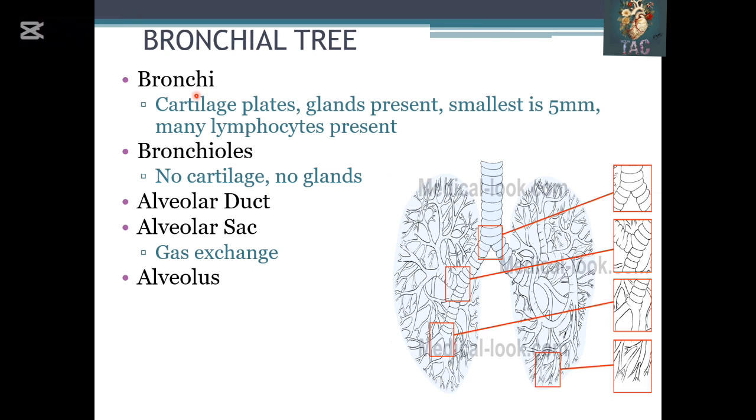So bronchial tree, first the bronchi. An important point: the cartilage present in the bronchial tree is not like the C-shaped cartilage present in the trachea, but pieces of cartilage surrounding the lumen of the bronchi. Also the glands are present. The smallest diameter may be 5 millimeter. Many lymphocytes are present. In contrast to bronchi, at the level of the bronchiole the diameter is usually less than 1 millimeter, and there is no cartilage and no gland. Then the bronchiole leads to alveolar ducts and then to the alveolar sac and alveoli, where gas exchange takes place.